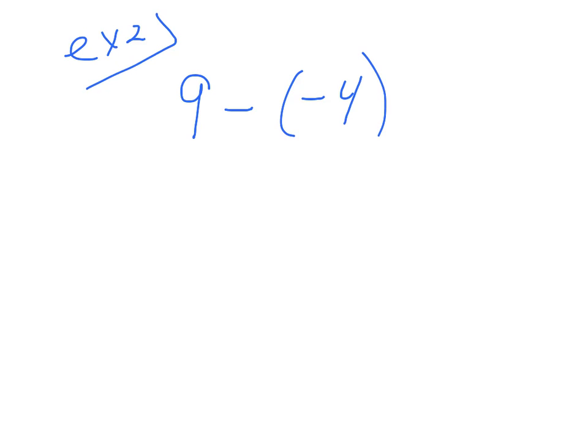Let's try another one. Let's say that we have example 2. I don't probably end up with a lot of these. So let's say we have 9 minus negative 4. Same thing. We are allowed to change this to a plus as long as we change the number after it. Always the number after it. So if I want to rewrite it so that it's a little bit clearer, I now have 9 plus 4. That gives me 13.